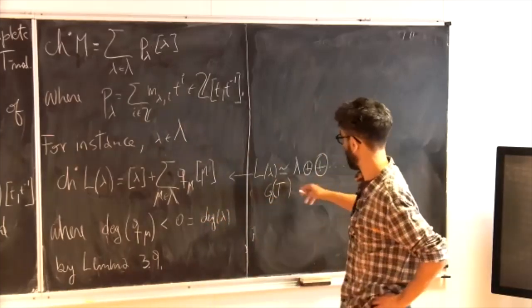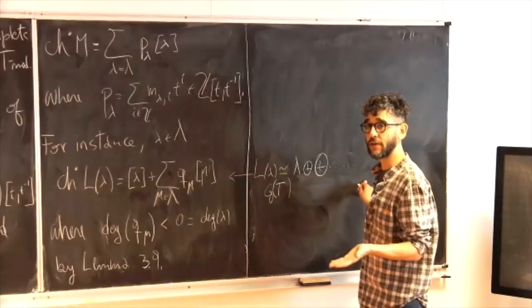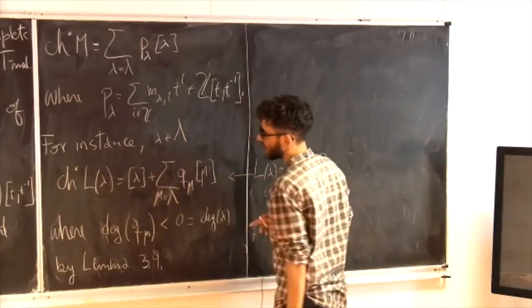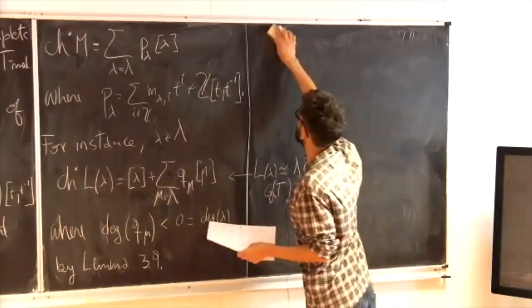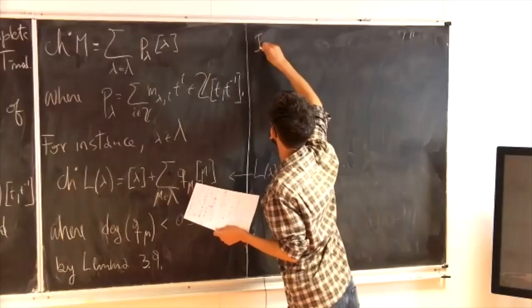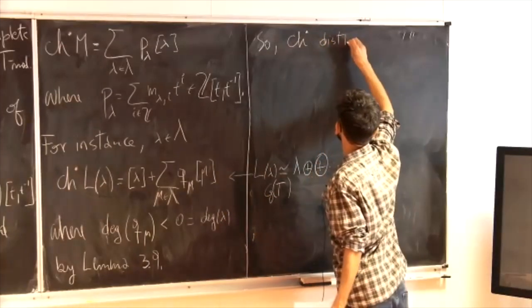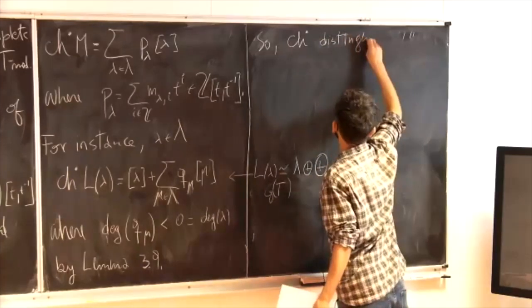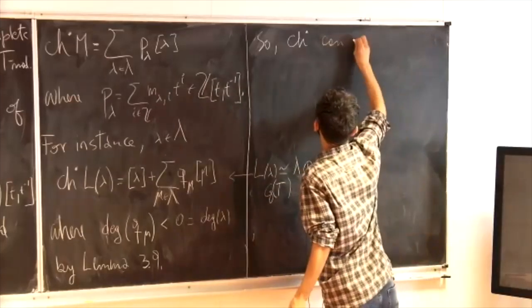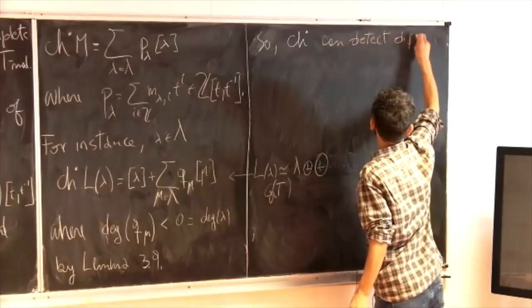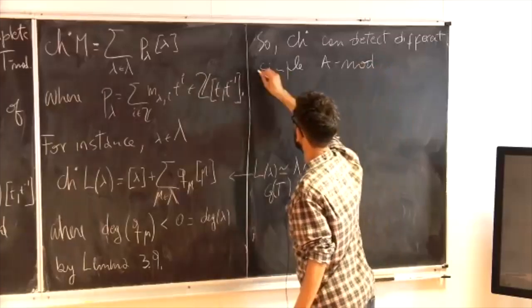And this was the reason that we showed that the simple modules are different, and then we can see also, using the graded character, that they are different. In other words, the graded character distinguishes and detects different simple graded A-modules.